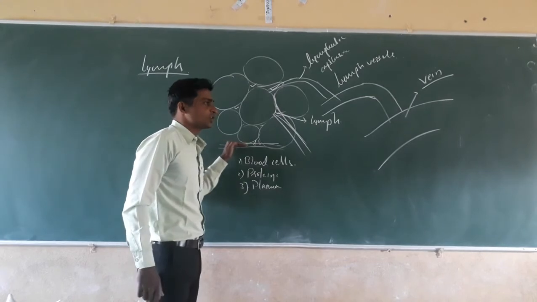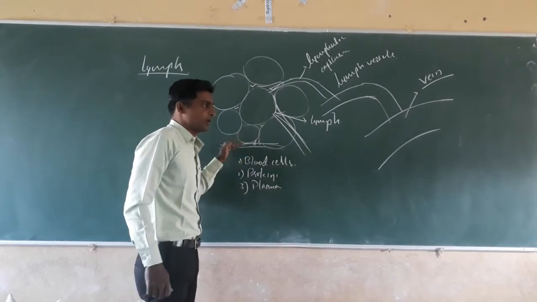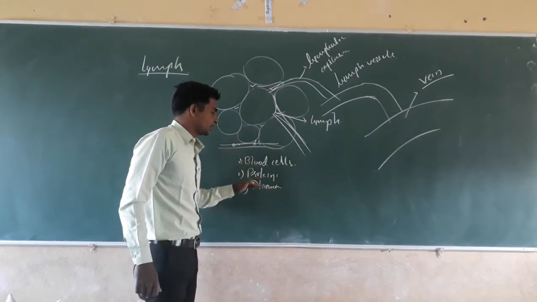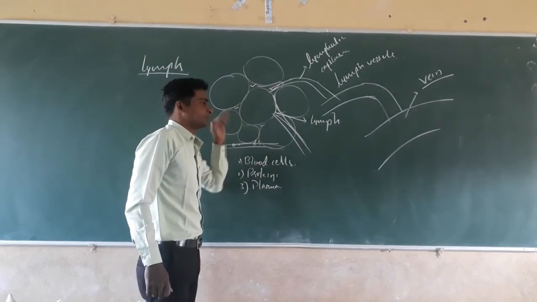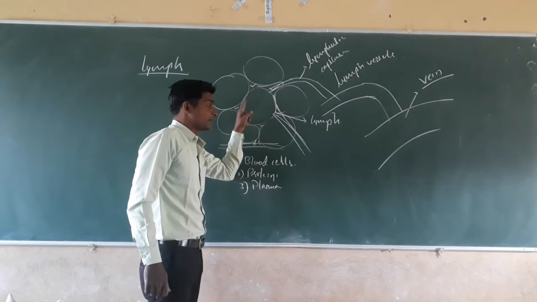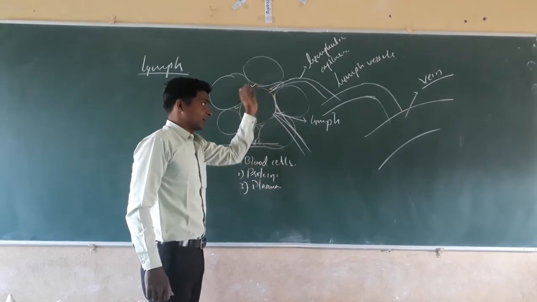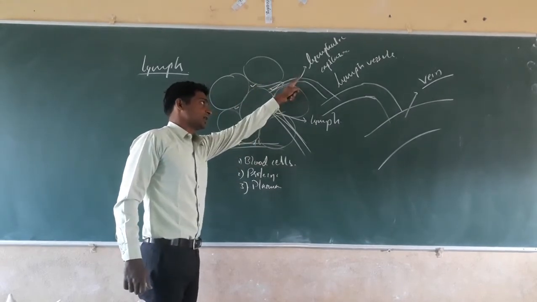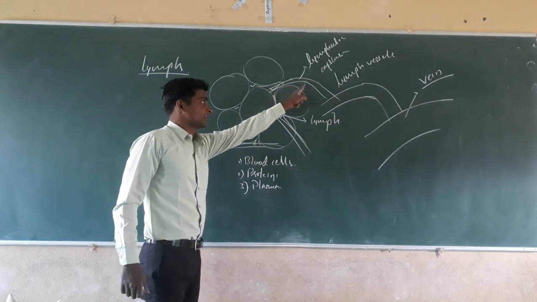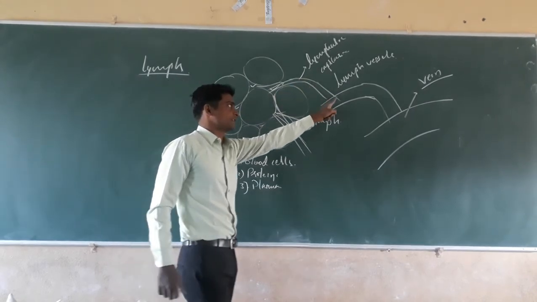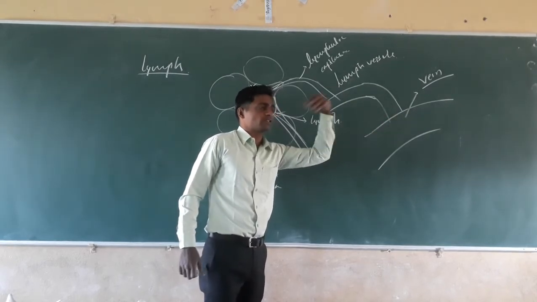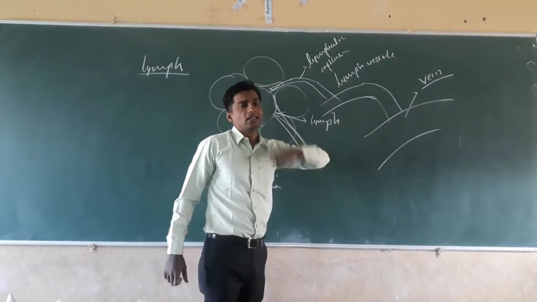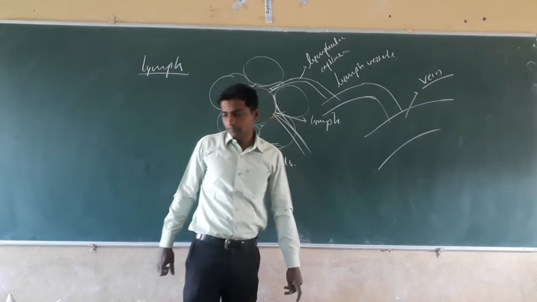When the blood is circulating through the blood capillaries, some amount of blood cells, proteins and plasma will percolate out into the space of the cells, and from there again it will be drained out into the lymphatic capillary, and these lymph vessels will open into the veins, again it will move down. Like that, the lymph will circulate in the body.